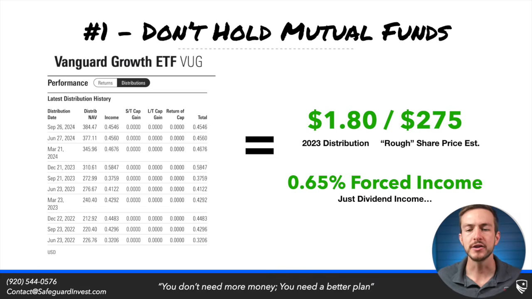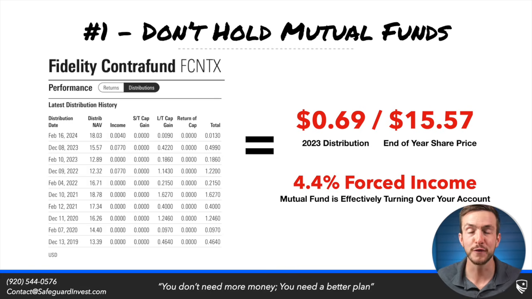Let me explain. Here's the distribution history for the Vanguard Growth ETF. In 2023, this ETF released $1.80 in distributions for each share you had in this fund. These distributions are effectively just dividends from the underlying companies this fund invests in. And that's really all. And dividends are something that's effectively unavoidable. Now, I used a rough estimate for share price throughout the year, but basically we are looking at a very small forced income percentage. To give you a more accurate number as we sit today, dividend yields in VUG are around 0.45% right now.